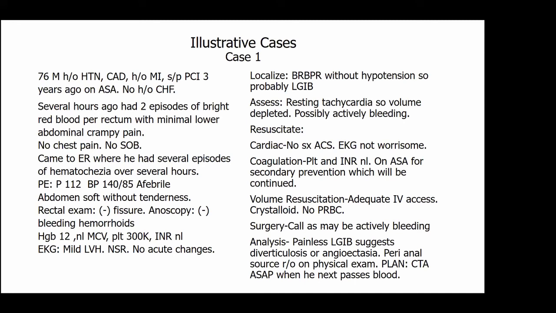So how do we analyze this? Well, the painless lower GI bleed suggests diverticulosis or angiocasia. A perianal source was ruled out on physical examination and anoscopy. So I think that in this case, a reasonable plan would be to get a CTA as soon as possible when he passes blood next.